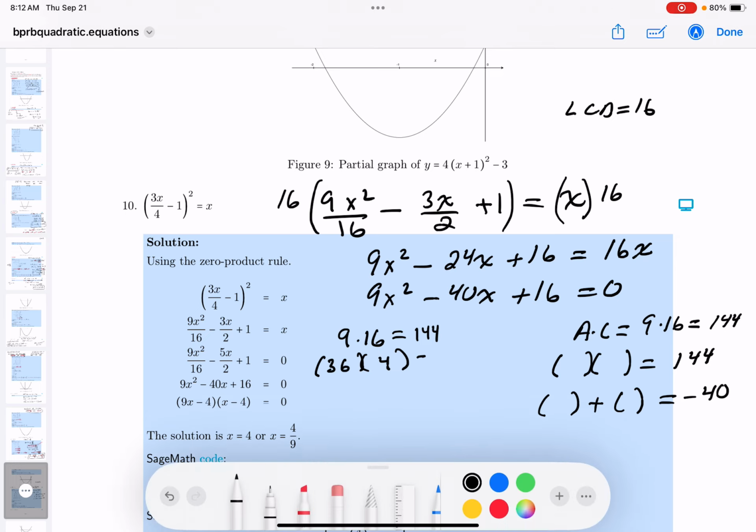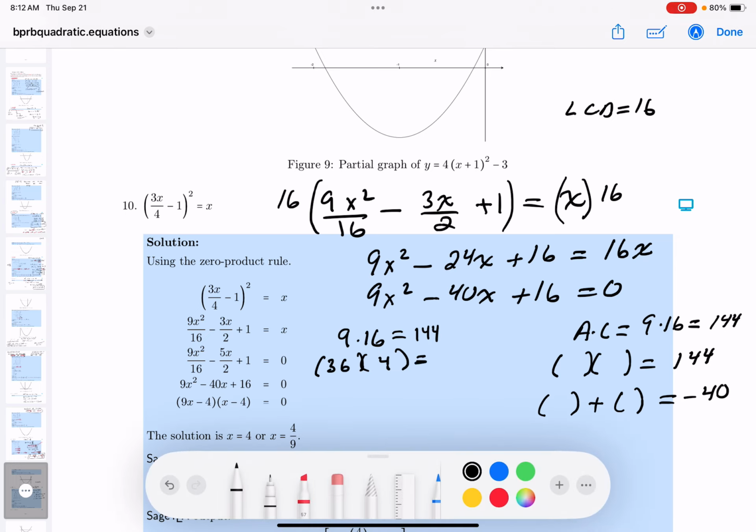Now someone says, where's that coming from? I borrowed a 4 from the 16, and I gave it to the 9. That's where the 36 came from. Now 36 times 4 is 144, but I still don't have the minus 40. So I'll put minus, minus. That's still 144, and the sum would be minus 40. Let me write this down here. So minus 36. It might have taken me some time to get there, but I got there. And I can say minus 36 minus 4.